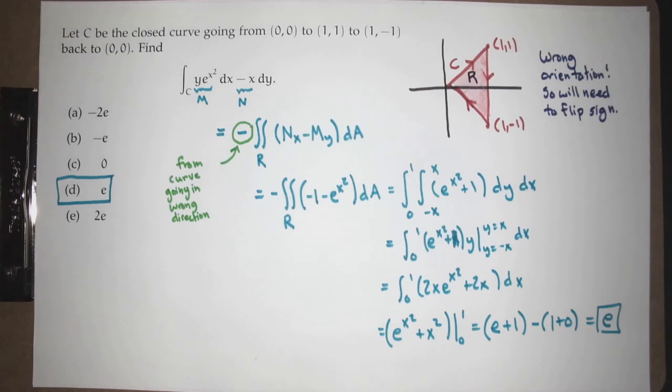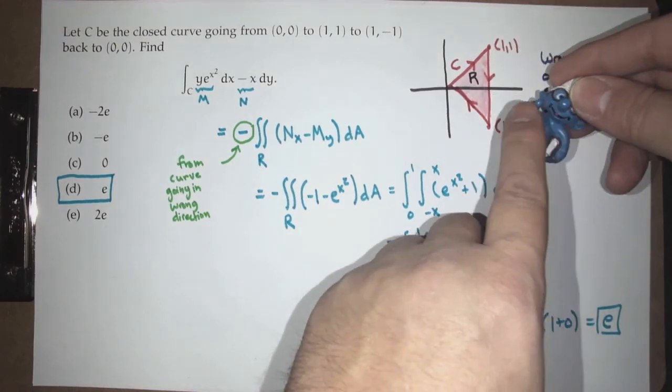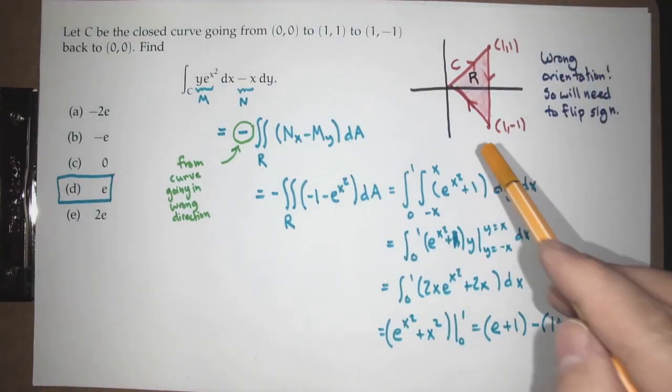Now, looking at this curve, it's the wrong orientation. What does that mean? Which way do you want to orient? Some people say counterclockwise. I just remember the song: to the left. When you walk the curve, keep the region to your left. So imagine you were a very small person walking this curve, the region would be on the right-hand side. So wrong orientation.